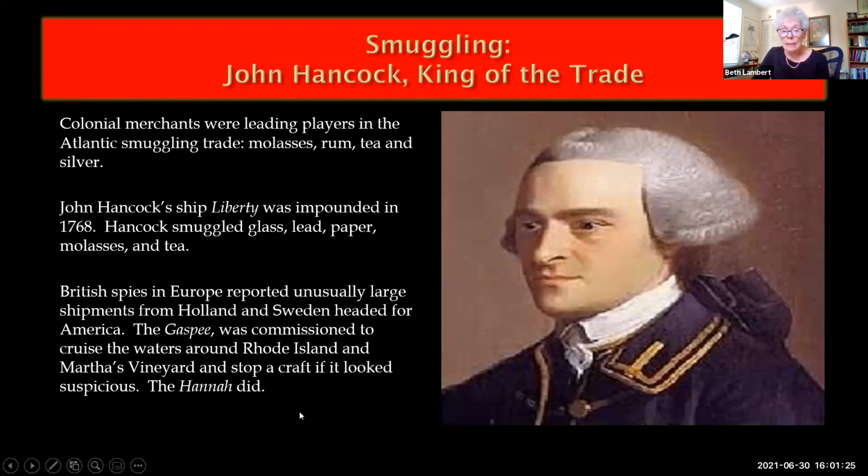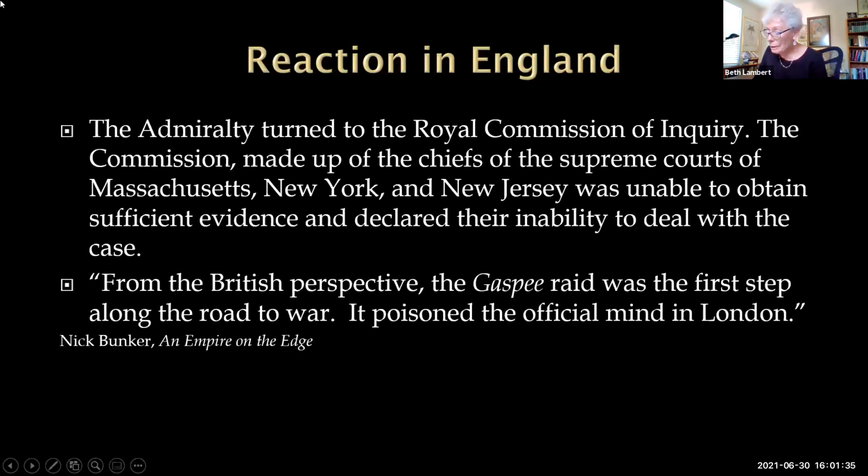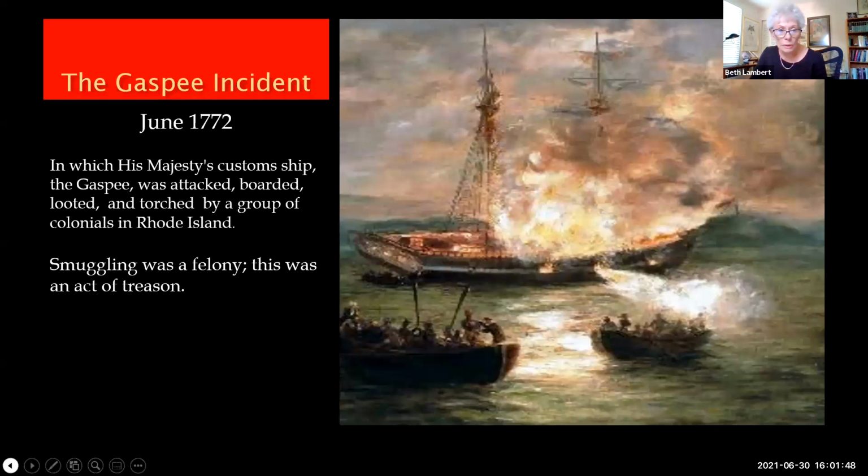The British spies in Europe reported unusually large shipments from Holland and Sweden heading for America. And Hancock smuggled during the French and Indian War, and traded with them. So let's see. Yeah, we missed a few here.